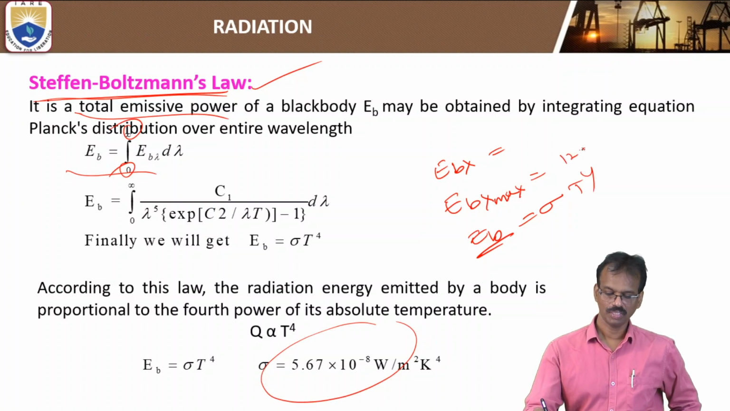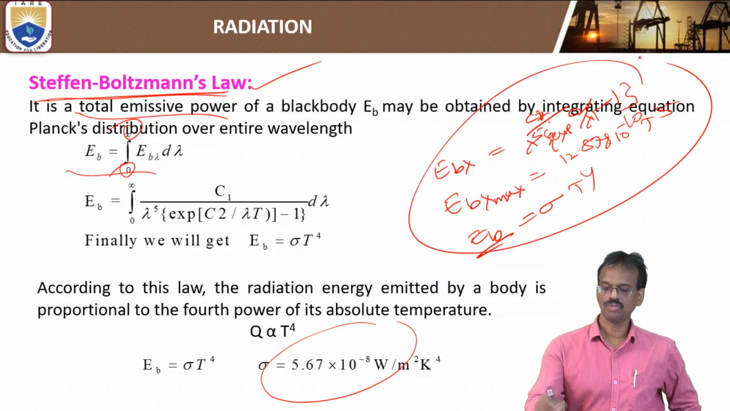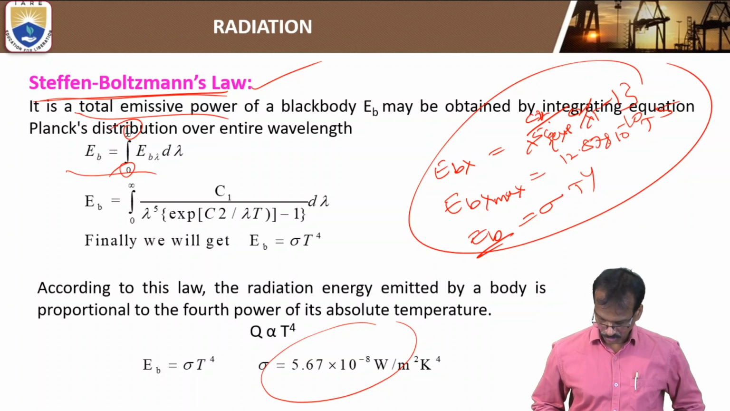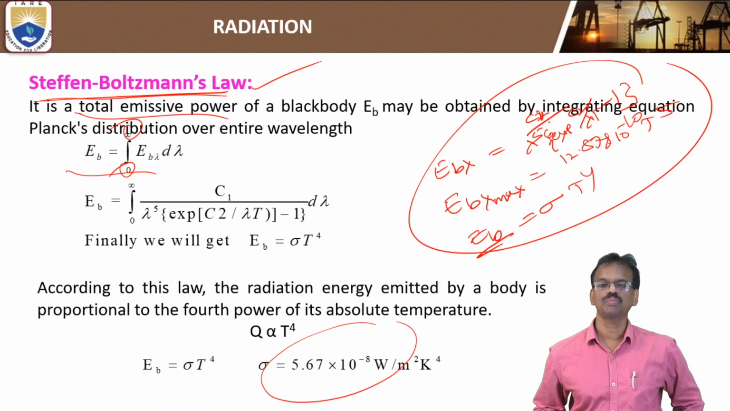So this one is 12.87 into 10 to the power of minus 10 T to the power of 5. This one is C1 by lambda to the power of 5 into exponential of C2 by lambda T minus 1. So these are the values. You have to remember these formulas to find the required emissive power, either at a particular wavelength, or maximum wavelength, or overall emissive power. So these are the laws to find the emissive power or rate of heat transfer by radiation.